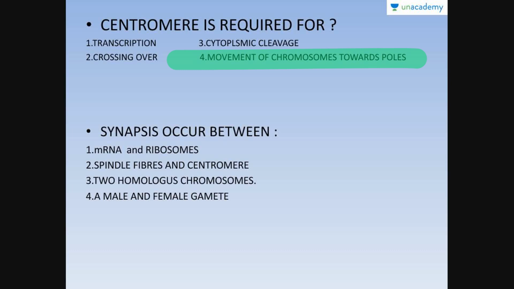Next, synapsis occurs between, the options are very vague: mRNA and ribosomes, spindle fibers and centromere, two homologous chromosomes, male and female gamete. It should be obvious that the answer is two homologous chromosomes. This process of synapsis can only occur between the two homologous chromosomes.